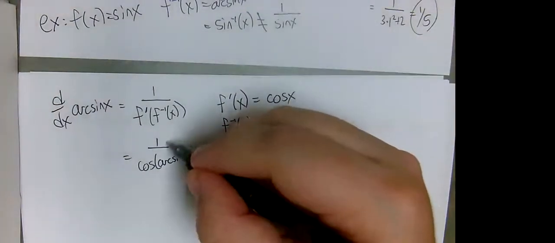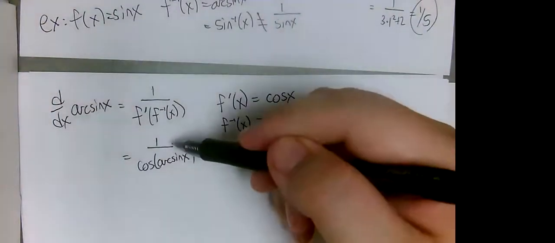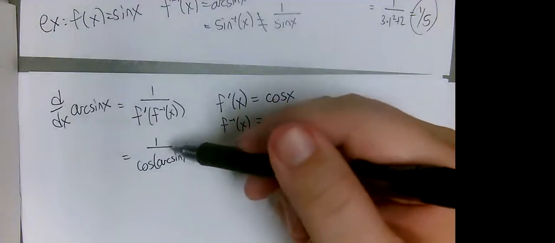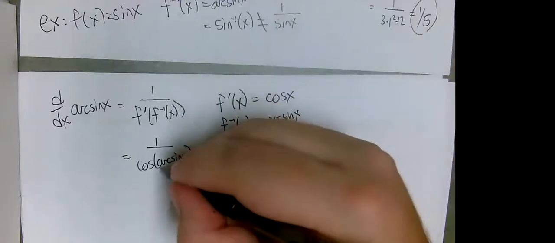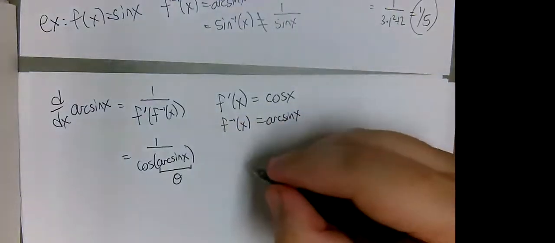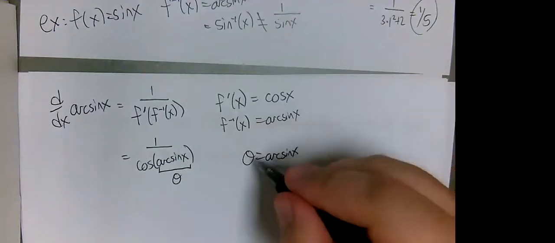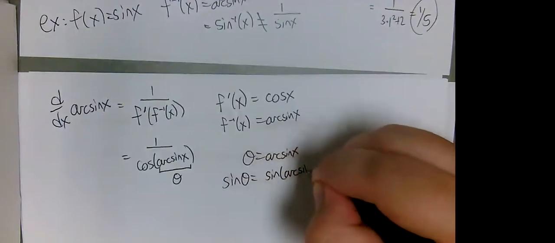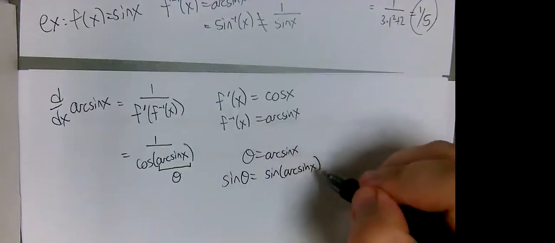Now, there's nothing really wrong with this answer. This answer is completely right. This is an acceptable derivative for arc sine, but it turns out that there's actually a much nicer form of this that we want to use. In order to get there, we can use trigonometry to help us out. So I'm going to call this arc sine of x theta. If theta is arc sine of x, then if I take sine of both sides, I end up with sine of theta is sine of arc sine of x.